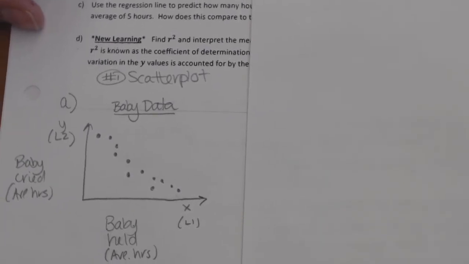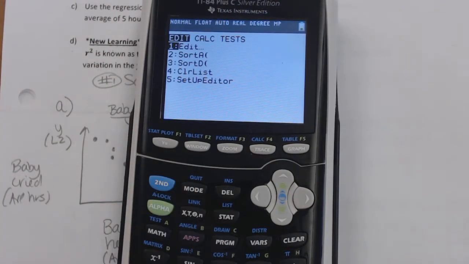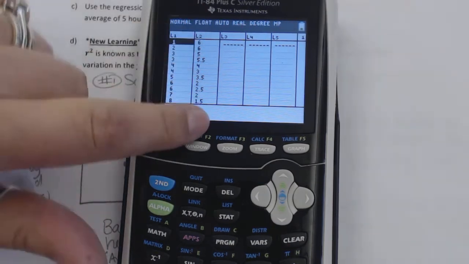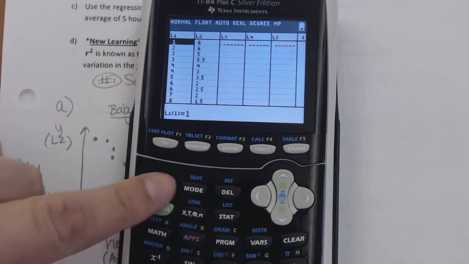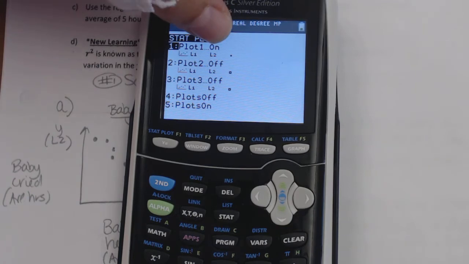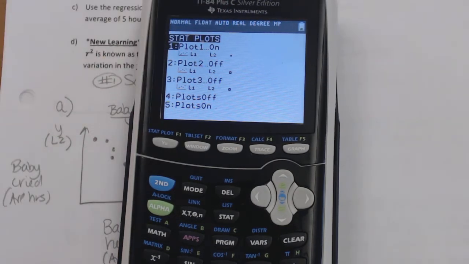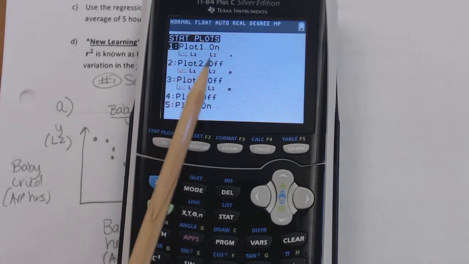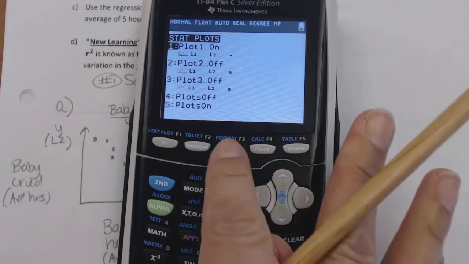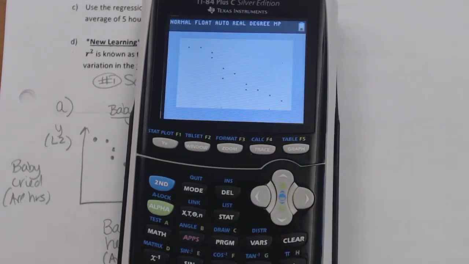So why don't you try right now on your graphing calculator, see if you can type in L1 and L2 and put the data in. You're going to go Stat, Edit, and make sure your L1 is the average hours a baby is held, and L2 is the average hours the baby cried. And you're going to go to your stat plot. Here you can just check if it's on, if the scatter plot is selected right here, and if you have L1 and L2. If that's set to go and these other three are off, then you can simply Zoom 9 and it'll bring your scatter plot up.